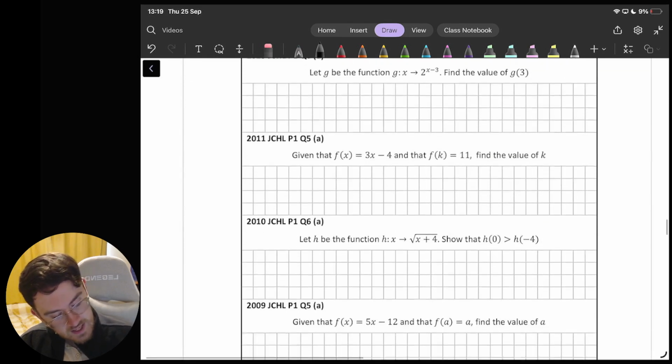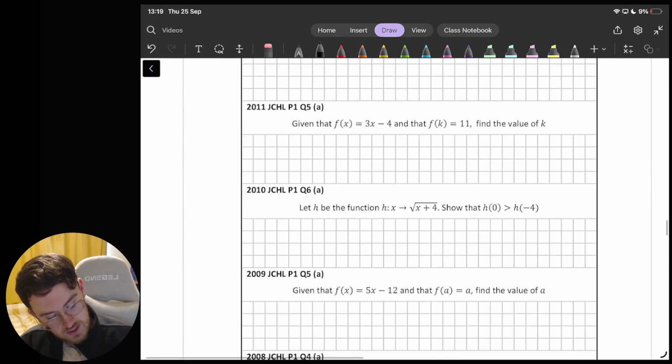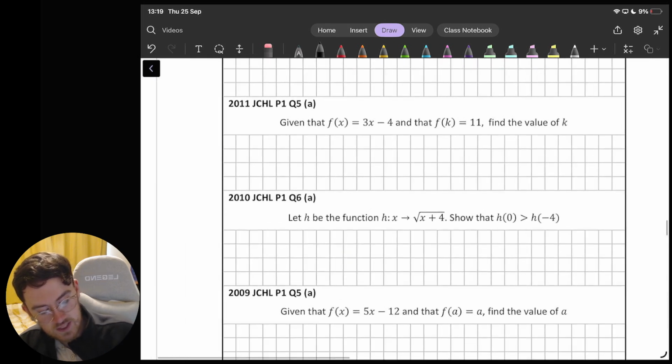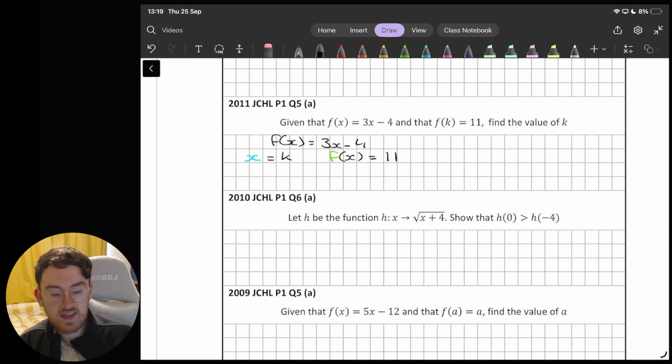Okay. Let's pick another one that looks like it would be interesting. Let's try the 2011 one here. We're told the function is f of x is equal to 3x minus 4, and the information we're given is that f of k is 11. So they've told me that x here needs to be k, and the f of x part needs to be 11, or f of k, I suppose, to even be more specific there.